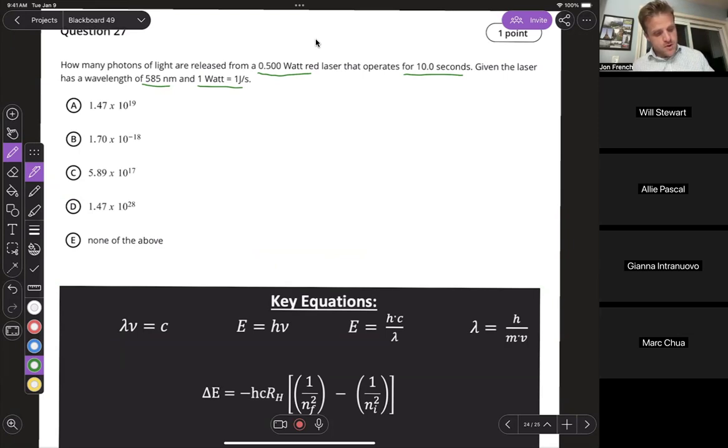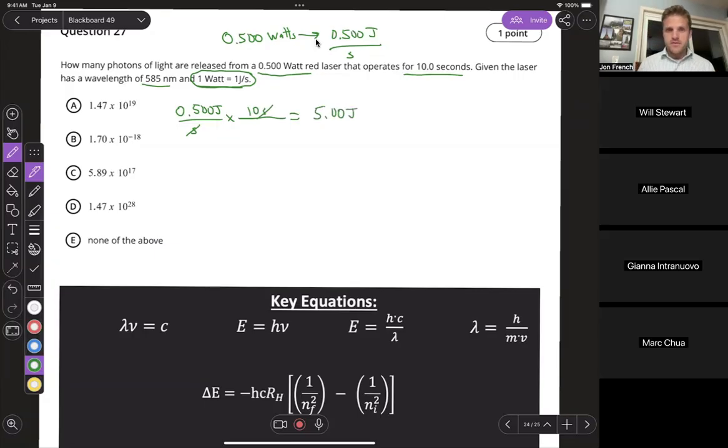So if we know that 1 watt equals 1 joule per second, well, we know that 0.5 watts would equal 0.5 joules per second. And we know I run this for 10 seconds. So seconds cancel out. We're basically going to release 5 joules of energy. And what we want to do then is find the energy of one single photon to help us figure out how many total photons I would need to make this energy.